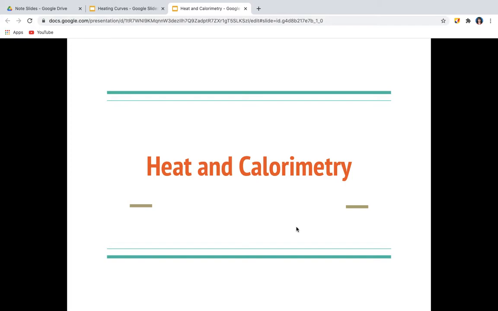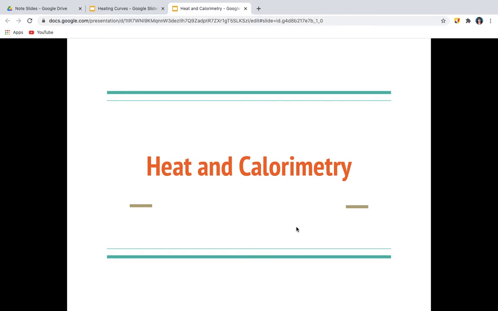An introduction to heat and to calorimetry. This is the first thing we're going through in our thermochemistry unit. This is one of my favorite things to talk about. I love heat. I love calorimetry.